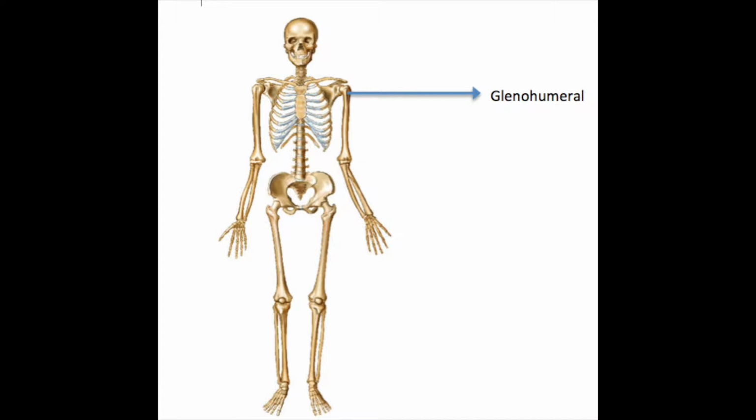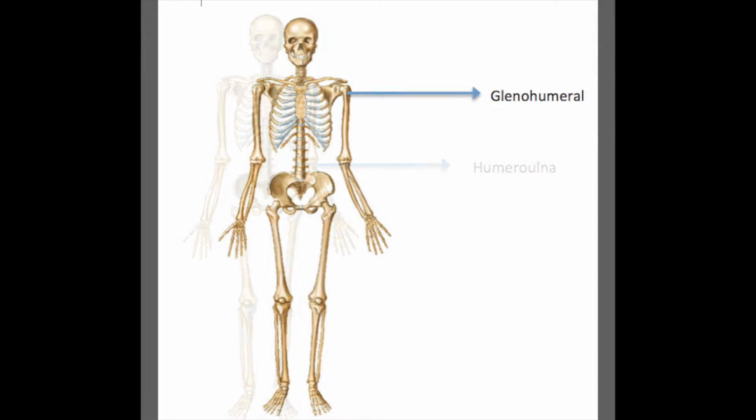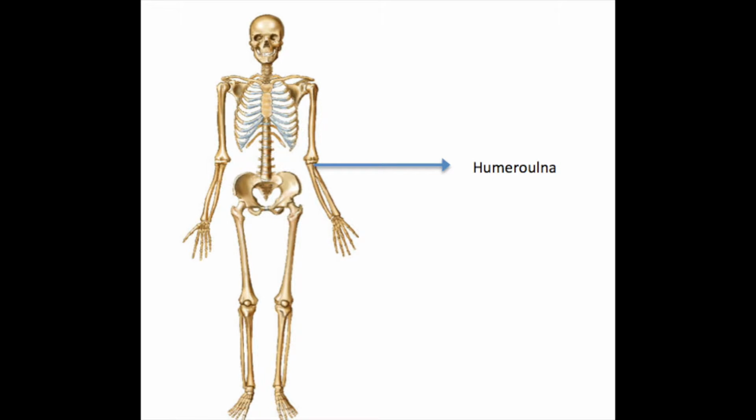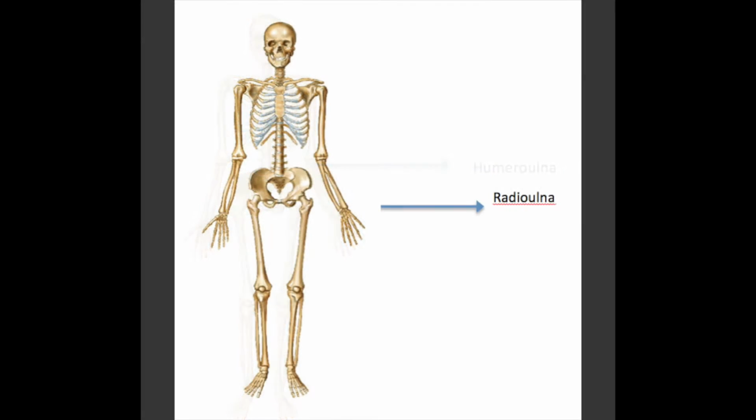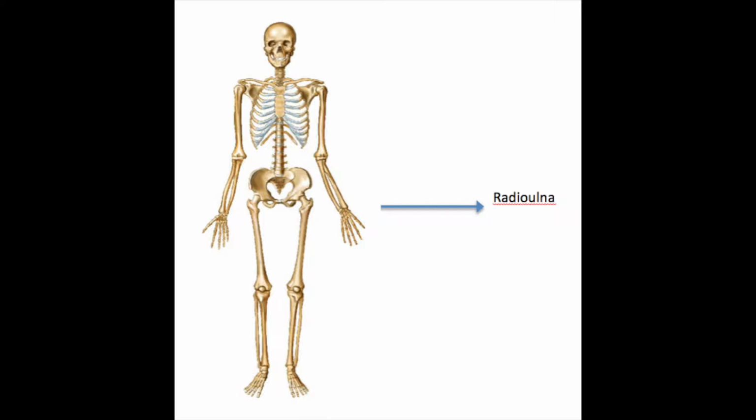The joints used in walking and running. The glenohumeral. This is a ball and socket joint. It allows flexion, extension, adduction and abduction. The humeral ulna. This is a hinge joint. It allows flexion and extension. The radial ulna. This is a condyloid joint. It allows flexion, extension, adduction, abduction and circumduction.